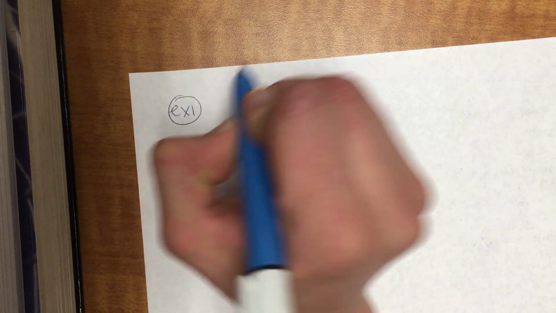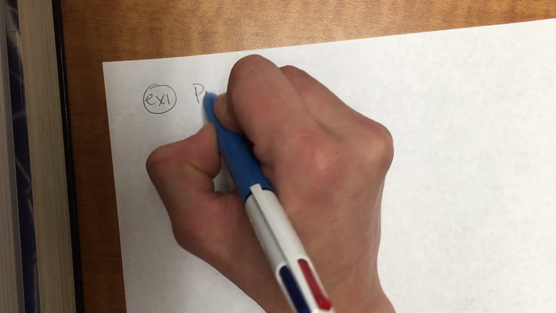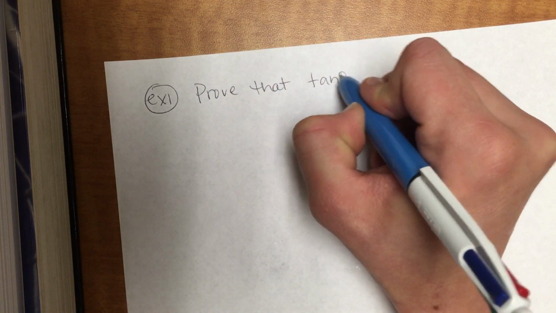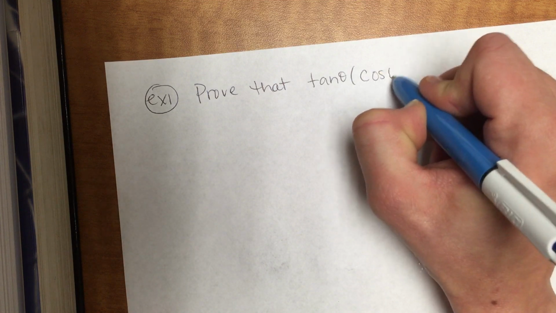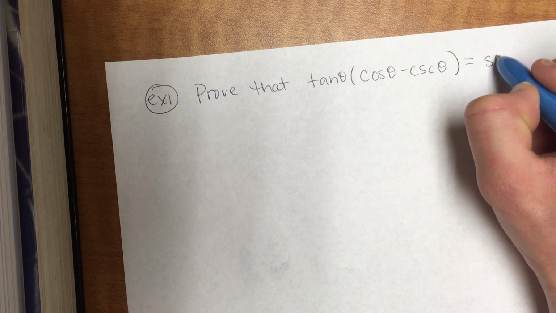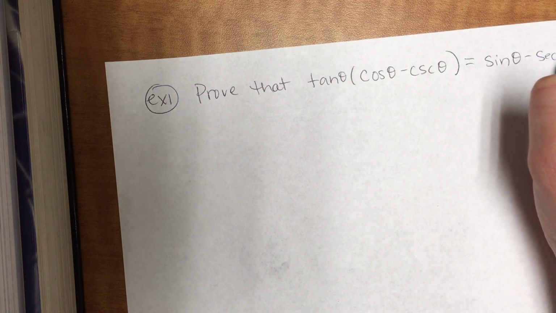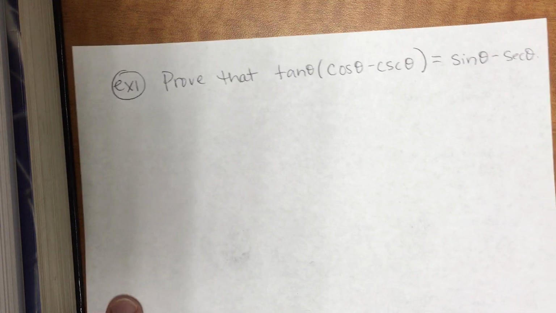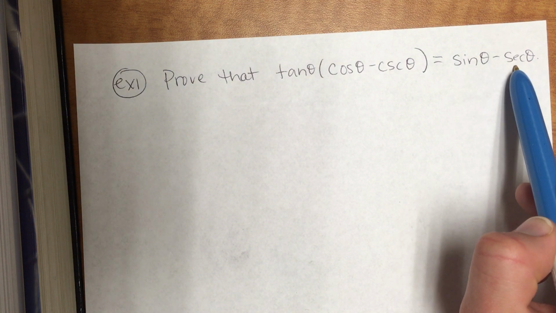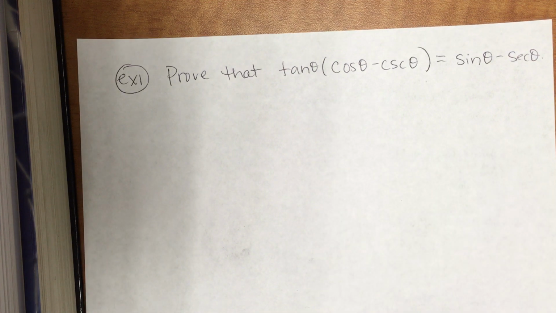Okay, so let's actually do an example now of a proof. Our first one, example 1: prove that tan theta (cosine theta minus cosecant theta) equals sine theta minus secant theta. All right, so what I meant by don't work across the equal sign is that we're not going to add this secant over here. We're not going to divide by tangent.